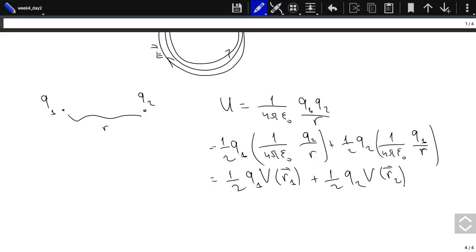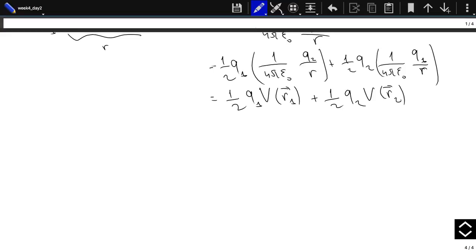This is kind of nice. This is kind of symmetric also. So this tells me that if you want to calculate the potential energy of your configuration, go over each one of your charges, multiply that charge by the potential at that point created by all the other charges, divide by 2 and sum them up. This will be a simpler expression for us.